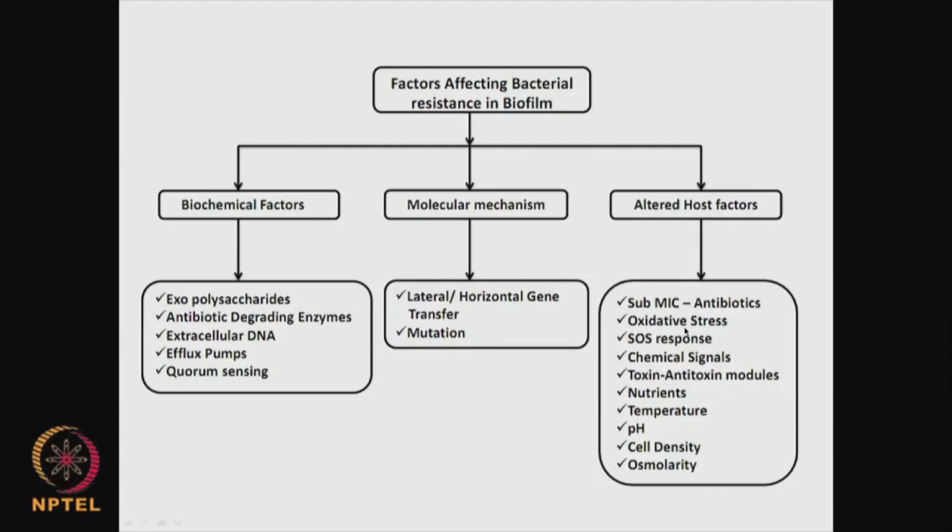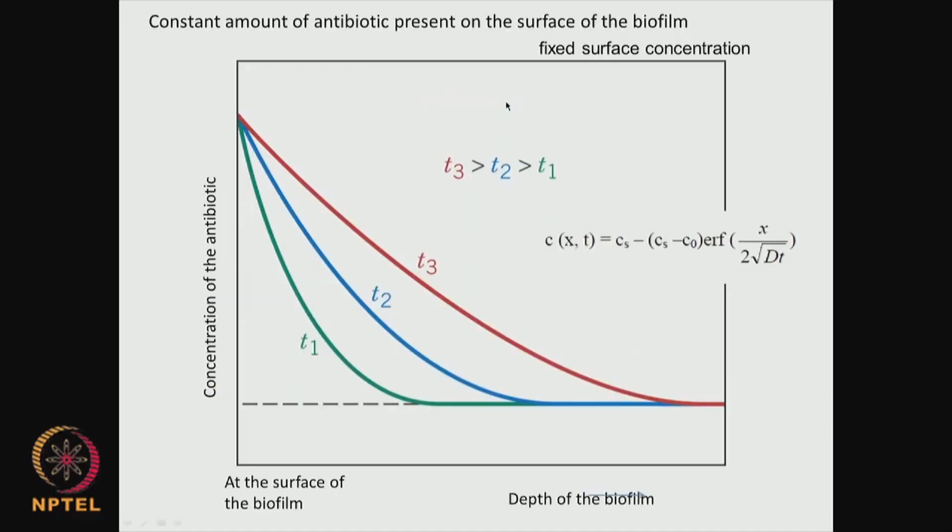Oxidative stresses, the amount of oxygen present especially at the bottom of the biofilm could be very low, leading to oxidative stresses. This could be because of SOS type of response. Chemical signalings, toxins, antitoxin modules that are produced, availability of nutrients is very low, temperature changes in the biofilm, pH changes in the biofilm, cell density, osmolarity, all these are factors which are part of the host which affect the bacteria in the biofilm, leading to resistance.